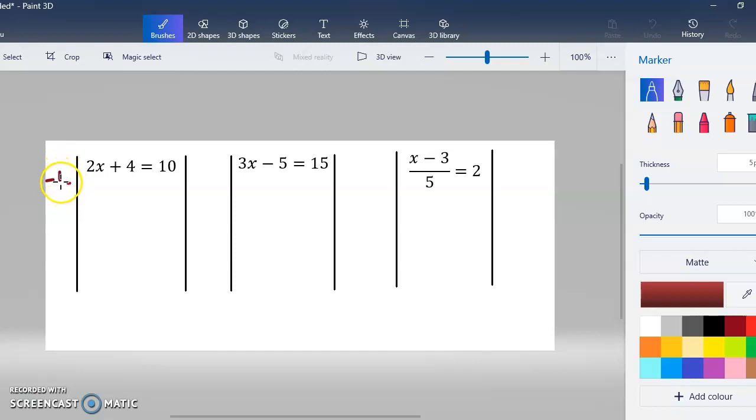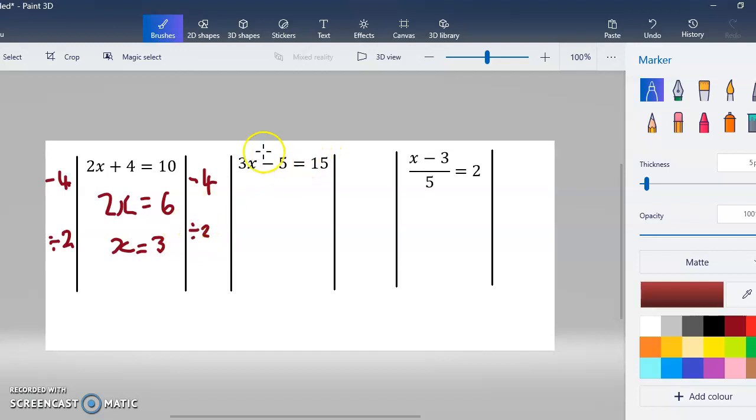So we're going to minus 4 from both sides, and that's going to leave us with 2x being equal to 6. Now we're just back at a one-step equation. So to get rid of the times by 2, you're going to divide by 2, and you're going to get x equals 3.